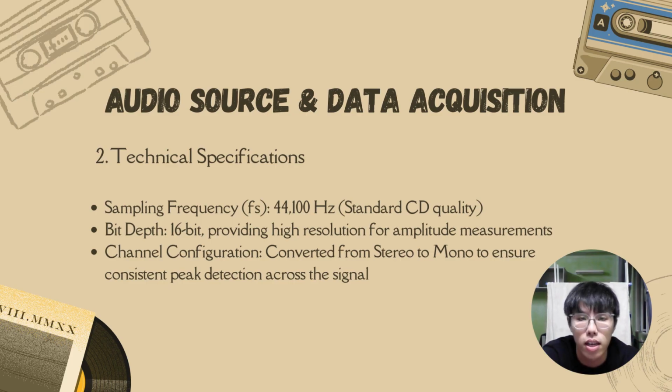And the second one, which is the technical specification, we have picked the sampling frequency around 44,000 Hz, following the standard CD quality and also obeying the Nyquist frequency rules. And the bit depth is 16-bit, which provides high resolution for amplitude measurement. And for the channel configuration, it is converted from stereo to mono to ensure consistent peak detection across the signal.